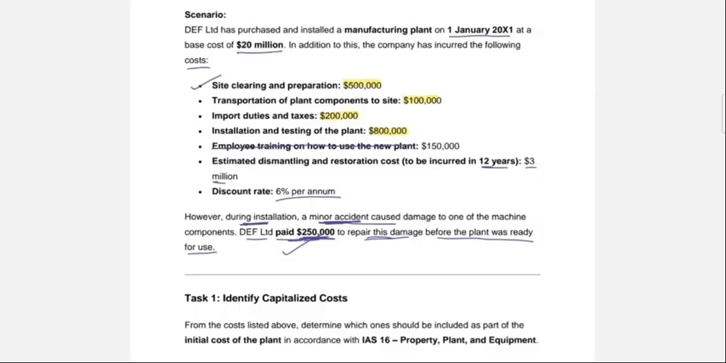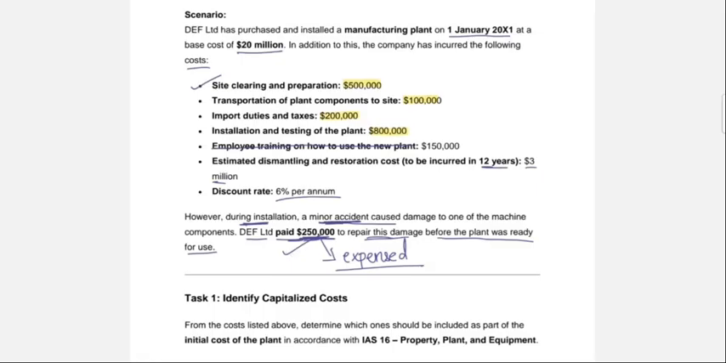Remember, this happened due to an unexpected event, and this cost is associated with the repair of the asset rather than bringing the asset to its working condition and location. So because it is an unexpected repair cost, this cost will be expensed and will not be capitalized. But if it was a cost that was required to bring the asset to its working location and condition, then we would have capitalized this cost.